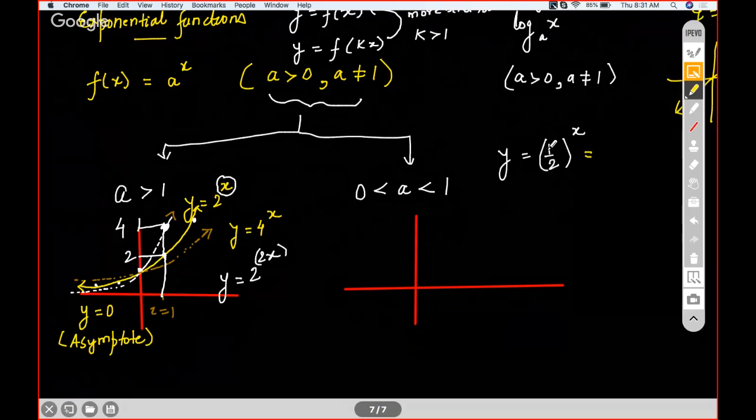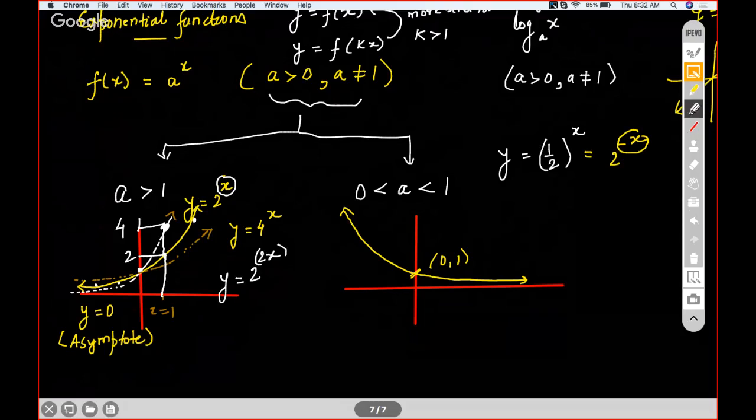See here, Arushi, half to the power x is as good as 2 to the power negative x. So you are changing the sign of x. If you're changing the sign of x, it means you will reflect this graph about the y-axis. So won't the graph appear like this then? Yes, correct. Again, it will cut at the same place, (0, 1). So this will be the graph of half to the power of x.